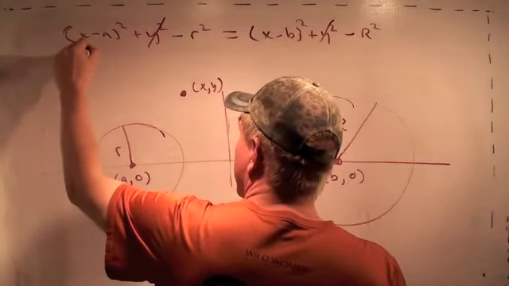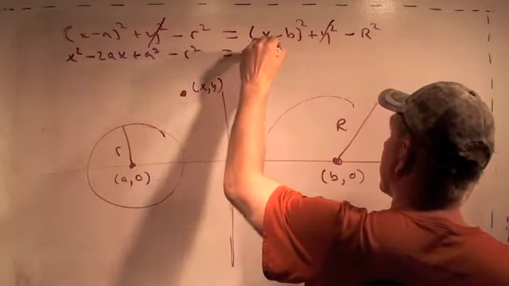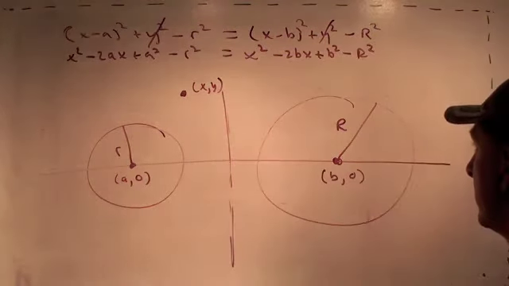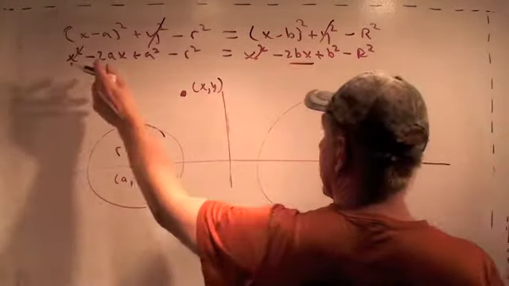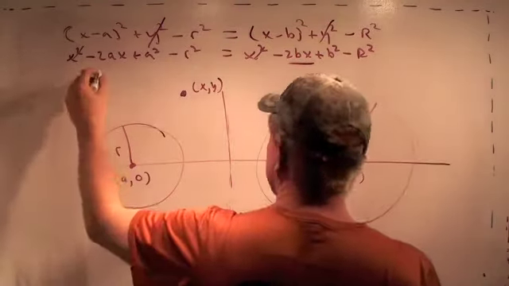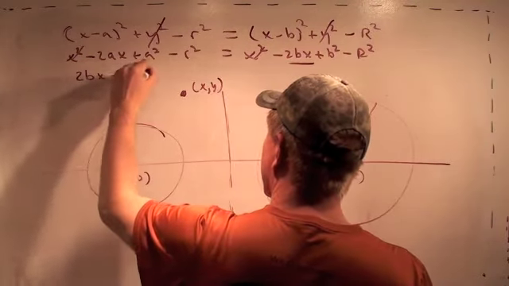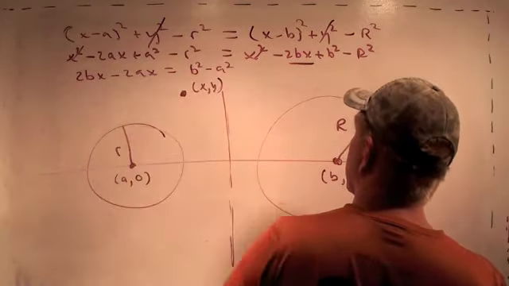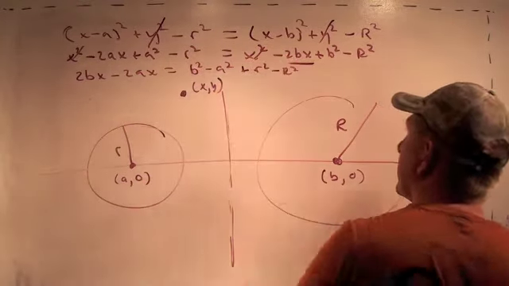And this says x squared minus 2ax plus a squared minus r squared equals x squared minus 2bx plus b squared minus big R squared. Well, now the x squareds cancel out. And I move 2bx to this side of the equation, and I move a squared minus r squared to this side of the equation. And I get 2b minus 2ax equals b squared minus a squared plus little r squared minus big R squared.